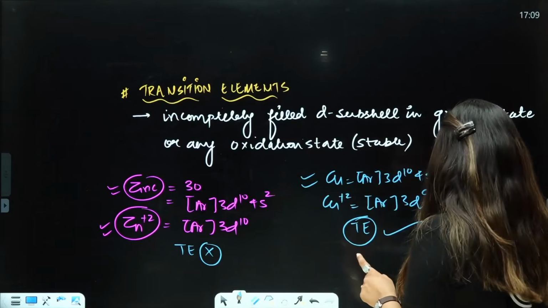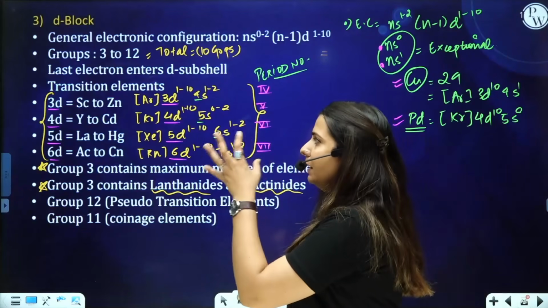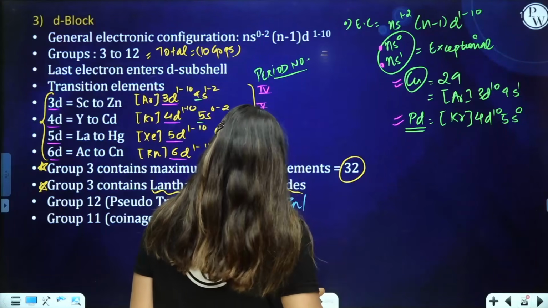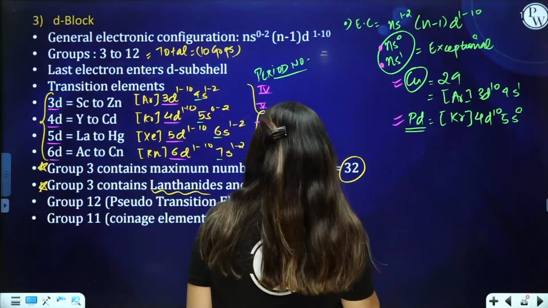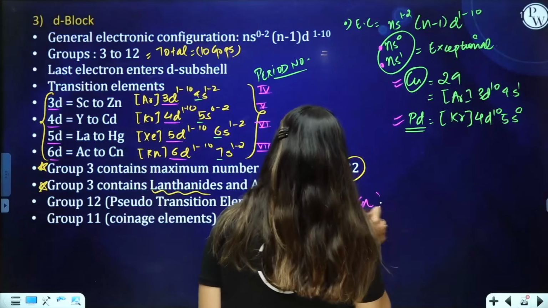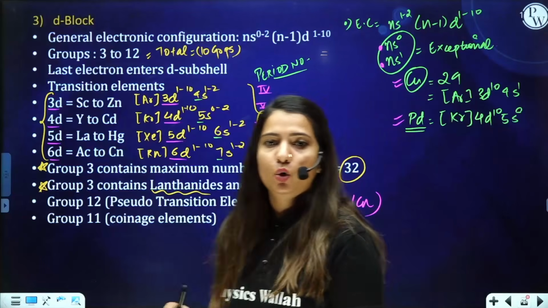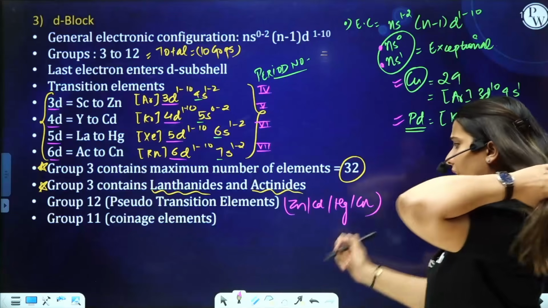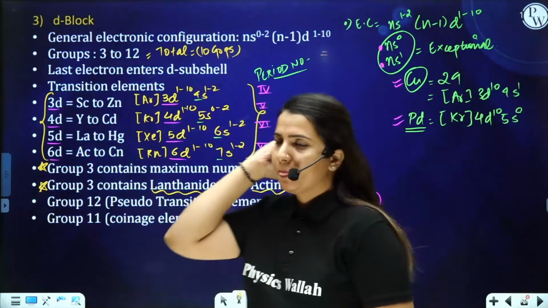So this is the definition of the transition element, and you need to remember this very nicely. Zinc, cadmium, mercury, copernicium, none of them is considered a transition element. All of them are considered pseudo transition elements, and you need to remember this very, very nicely. Okay, moving forward.